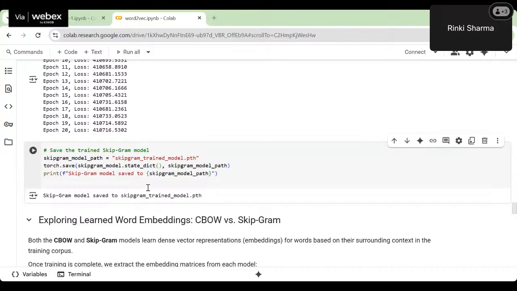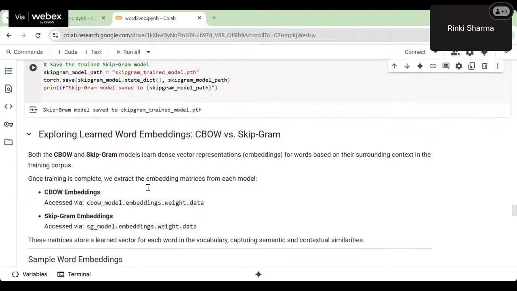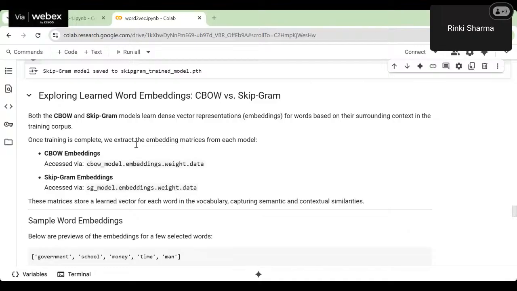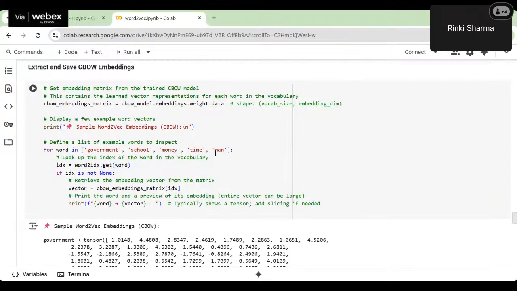Here we have extracted the embeddings for the fully trained model, to see how the embeddings look. As we have defined our embedding dimension as 50, I have chosen some words like government, school, money, connect. Depending on your vocabulary, these are very common words that frequently occur in each dataset, so I have chosen these words. I have printed the embedding that is learned by the CBOW model for these 5 words.